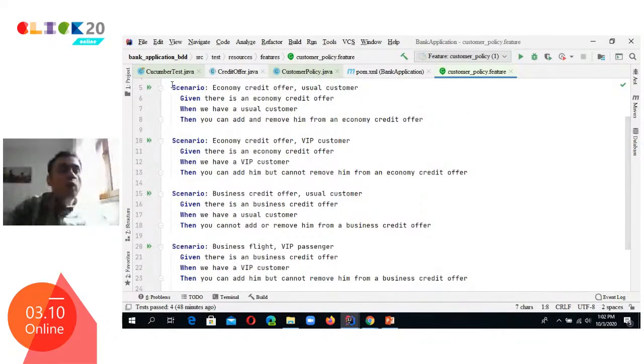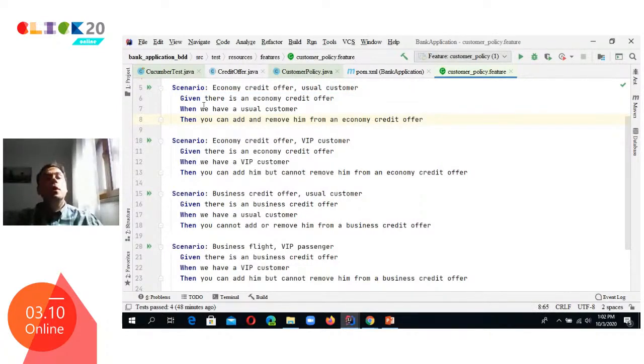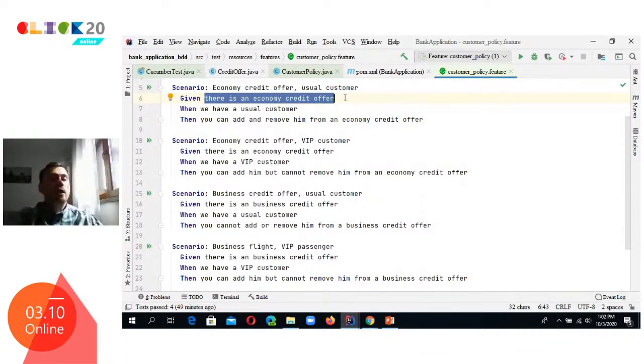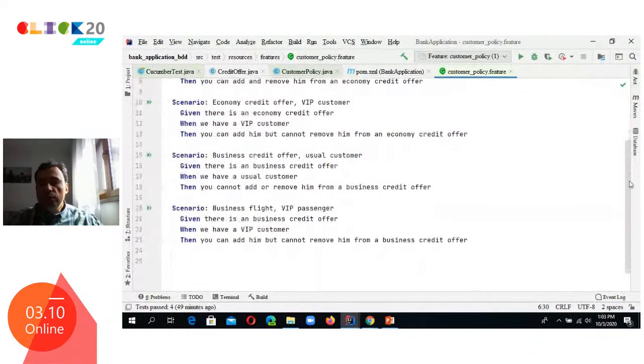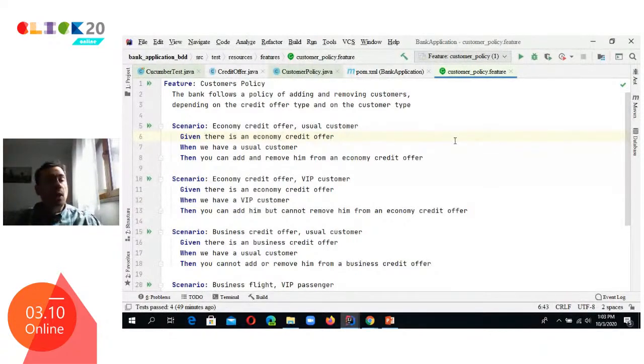So we say, scenario, economic credit offer, usual customer. And we read this in plain English or in whatever language you would like to, with the condition that we keep these keywords given, when, and then. These are the keywords. And then here you may write in whatever language you would like. But here, of course, we are writing in English, and we read, given there is an economic credit offer, when we have a usual customer, then you can add and remove him from an economic credit offer. And everything is concentrated here, and everyone will quickly understand what it is about.